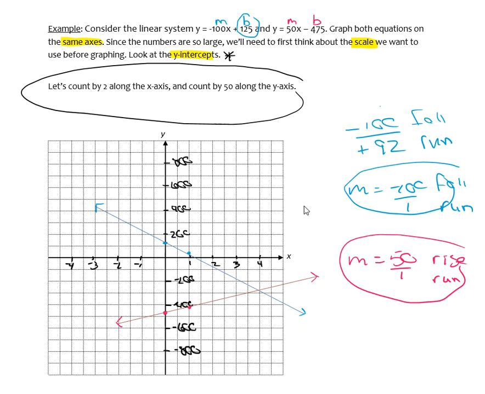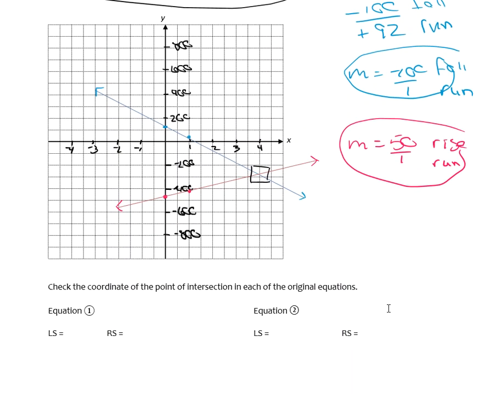So 50 would have been better, right? But that's okay. Let's take a look at where our point of intersection is here. Scroll down. Check the coordinate of the point of intersection in each of the original equations. So first of all, what is our point of intersection? POI. What do you think it is? X value looks to be about 4.